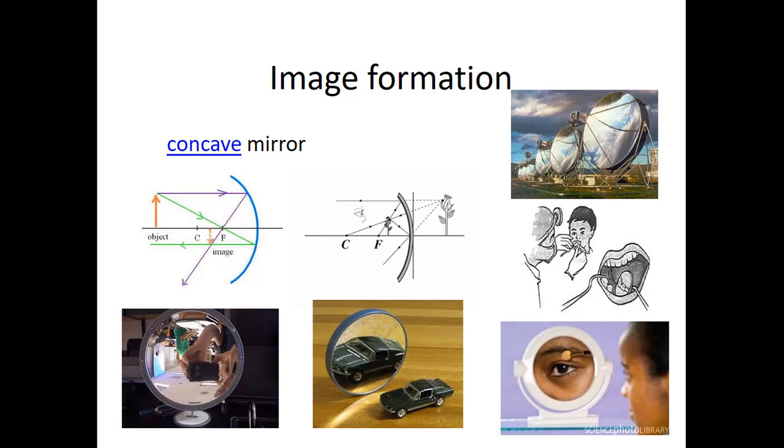We use them in satellite dishes. Satellite dishes receive a signal, and then they magnify that signal and send it to the receiver. Those are concave mirrors as well for sound waves.